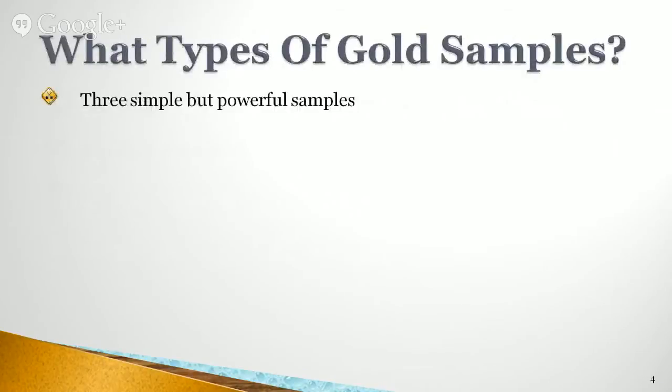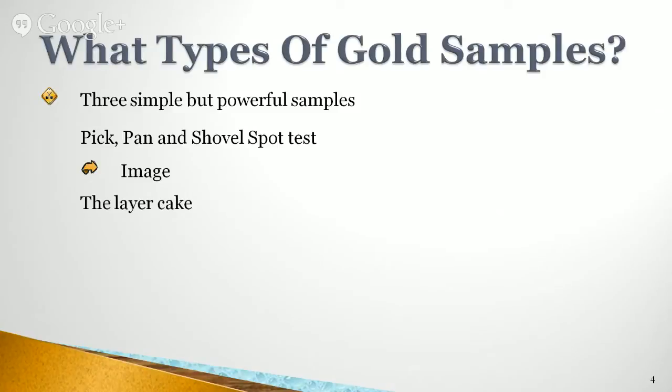Three simple but powerful types of gold samples I'm going to discuss tonight. First one is the pick, pan, and shovel spot test. Pretty simple, and it speaks for itself as to what it is. I was going to have an image. Then comes the layer cake. I was going to have an image of that too. We'll see that in a second.